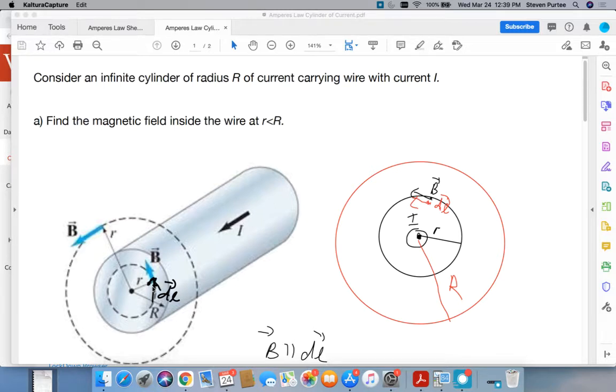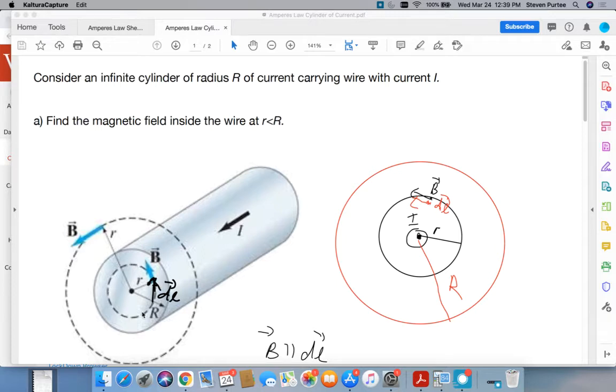We did a similar problem. We were doing Gauss's law for charge. So we're going to create an Amperian loop. First we're doing r, little r is less than big R. So I'm going to create an Amperian loop that exploits the symmetry of our physical situation. So that's going to be a circle because we have cylindrical symmetry here.